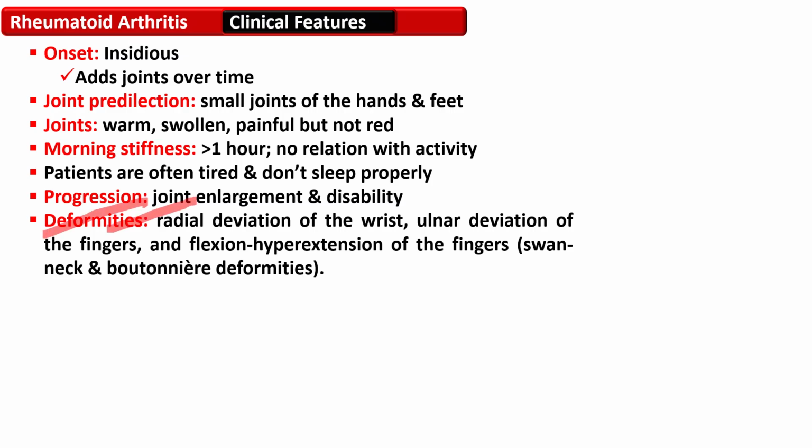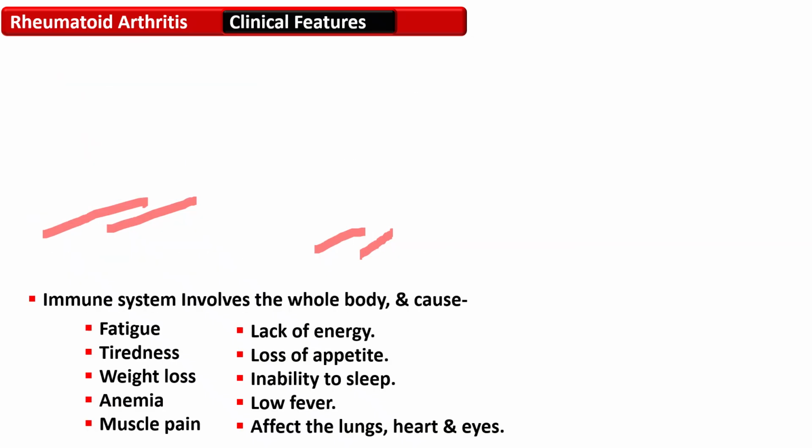such as radial deviation of the wrist, ulnar deviation of the fingers, and flexion and hyperextension of the fingers, that are termed swan neck and boutonniere deformity. And then there are many constitutional symptoms, as the immune system involves the whole body, and the symptoms are fatigue, tiredness, weight loss, anemia, muscle pain, lack of energy, loss of appetite, inability to sleep, low grade fever, and lung, heart, and eye problems.